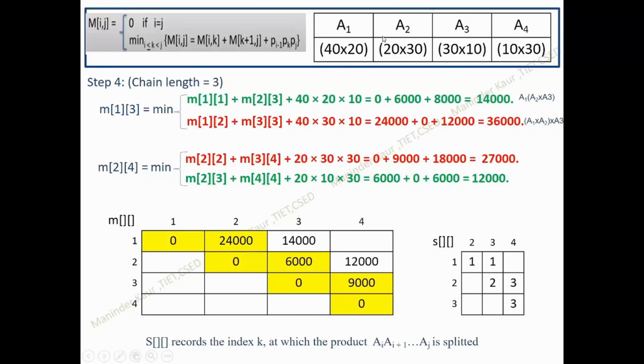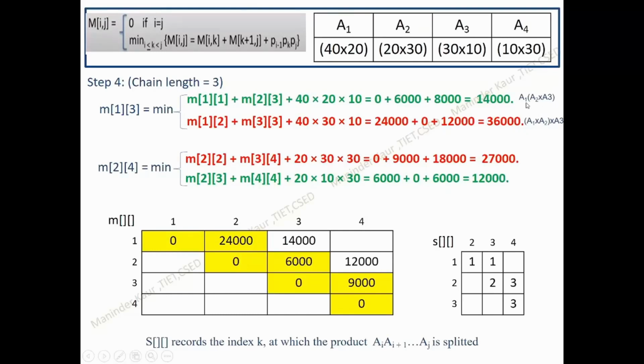Now, if you want to multiply these three matrices A1, A2, A3, what are the possible combinations? You can multiply A2, A3 first, then the result can be multiplied with A1, or you can multiply A1, A2 first, then the resultant matrix can be further multiplied by A3. These are two possible variants. Out of these two variants, the one giving the least cost of multiplication, that is the minimum number of multiplications, will be picked up finally by dynamic programming.